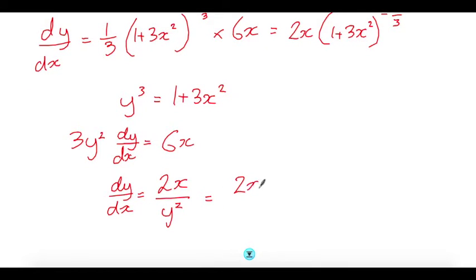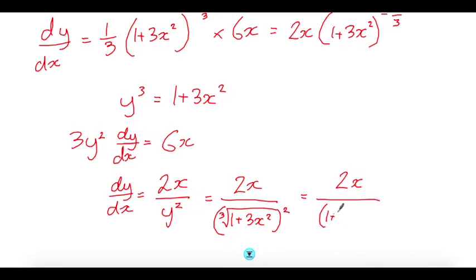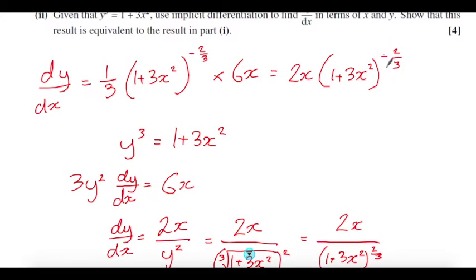So we've got 2x over, sorry, it's a cube root of 1 plus 3x squared, isn't it? So this is the cube root of 1 plus 3x squared, which is the same as y. Now if you look here, we've got the cube root squared, which is the same as putting something to the power of 2/3. So this is 1 plus 3x squared to the power of 2/3, which you'll see is equivalent to this up here. This is to the minus 2/3, which means it's 1 over.